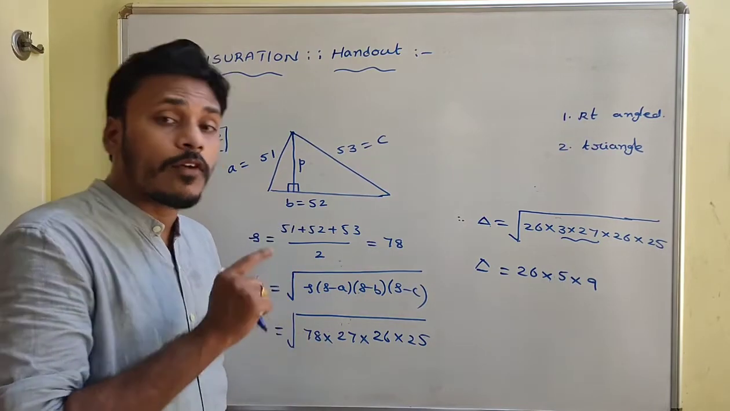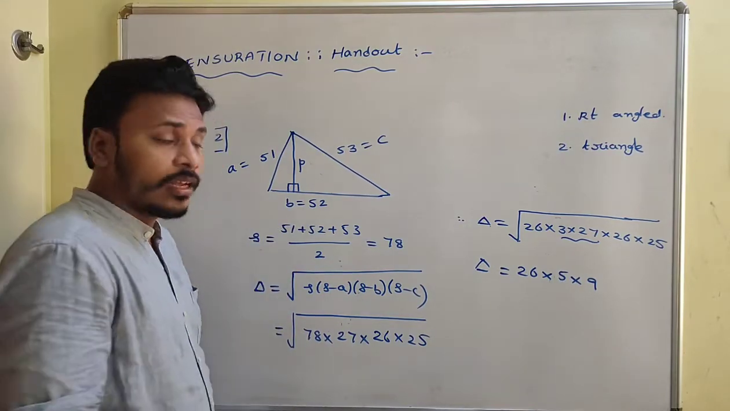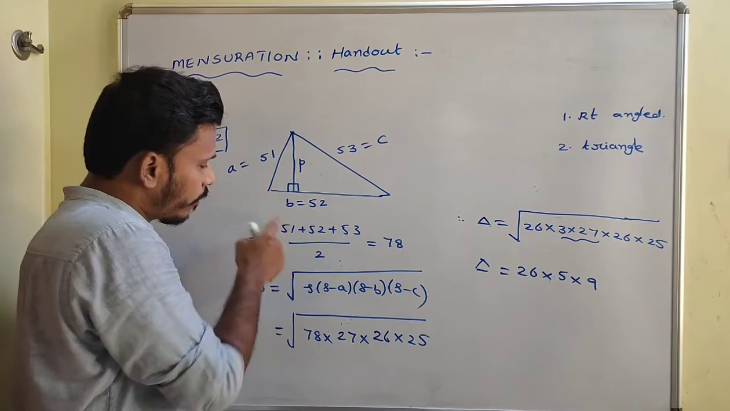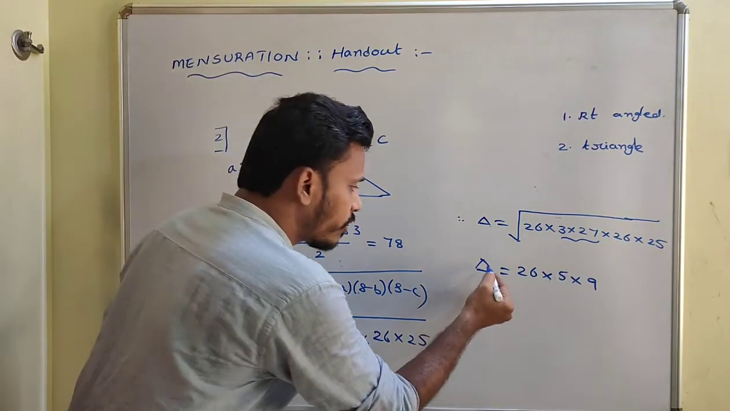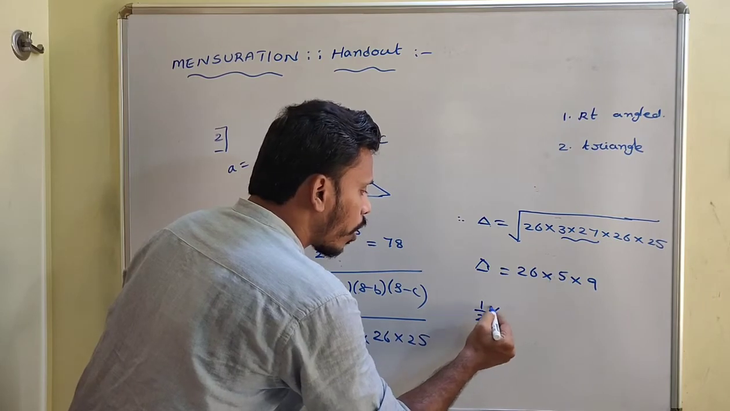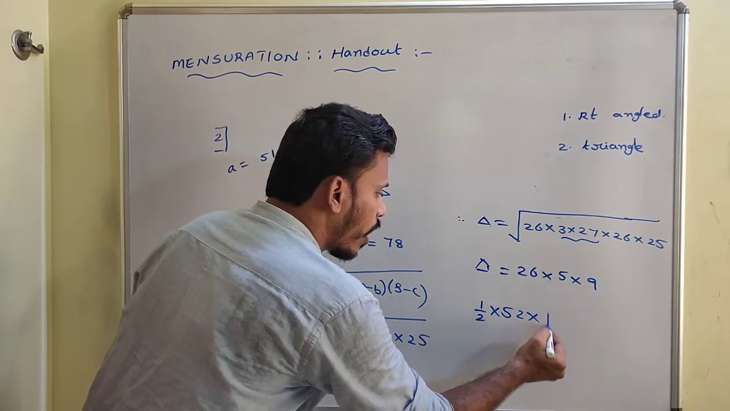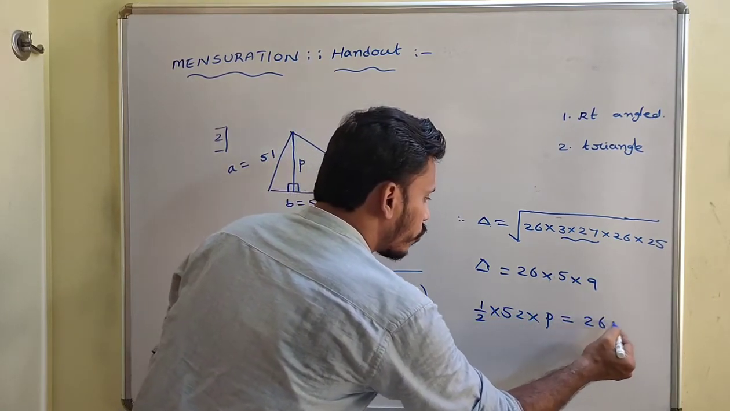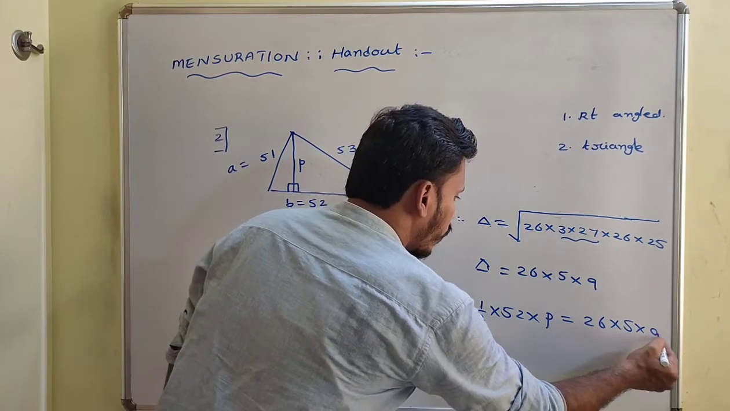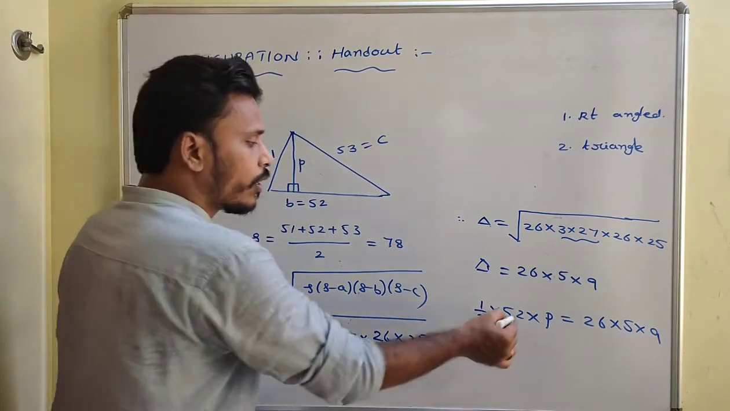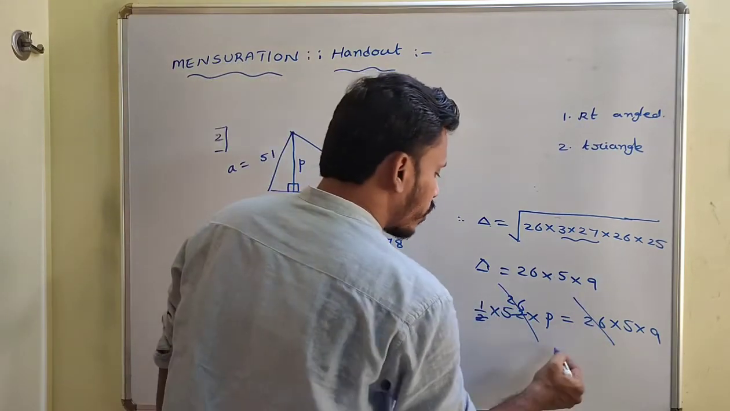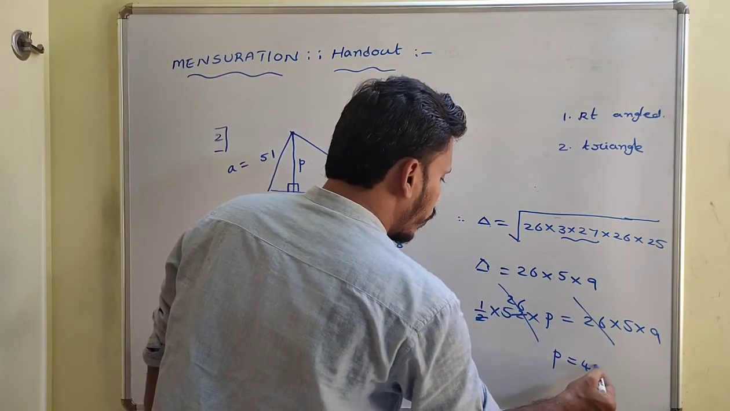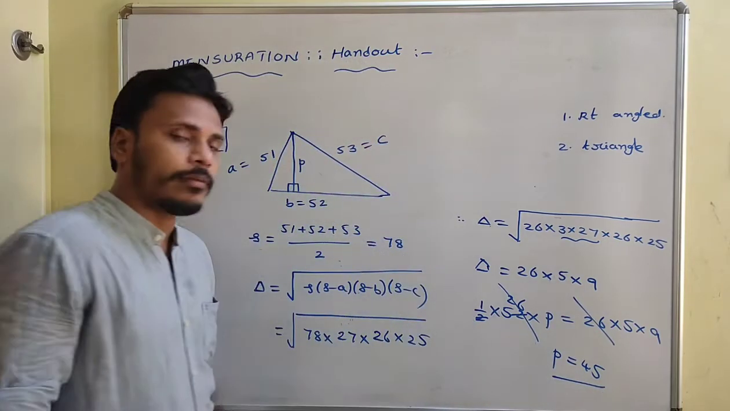But we have another way of calculating the area, which is half base into height. This base is 52, and this height is P here. So this delta is again equal to half base 52 into height P, which is equal to 26 into 5 into 9. Now 52 by 2 is 26, this 26 will get cancelled. At the end you will get P equals 45.